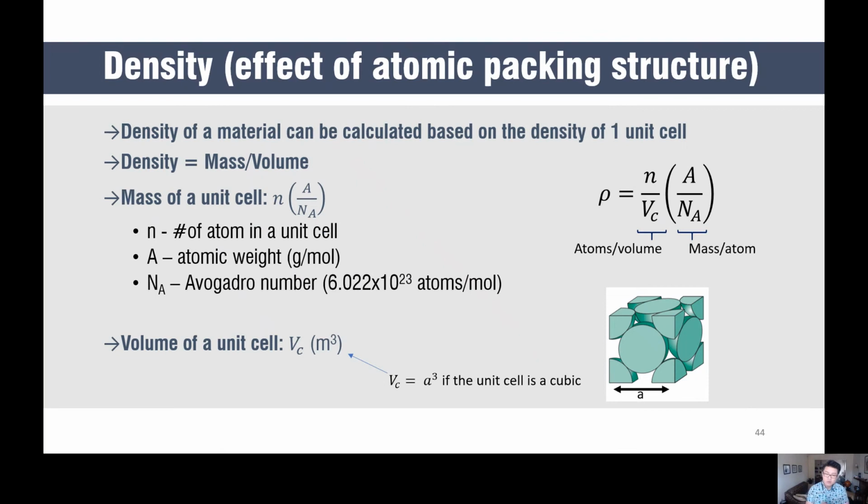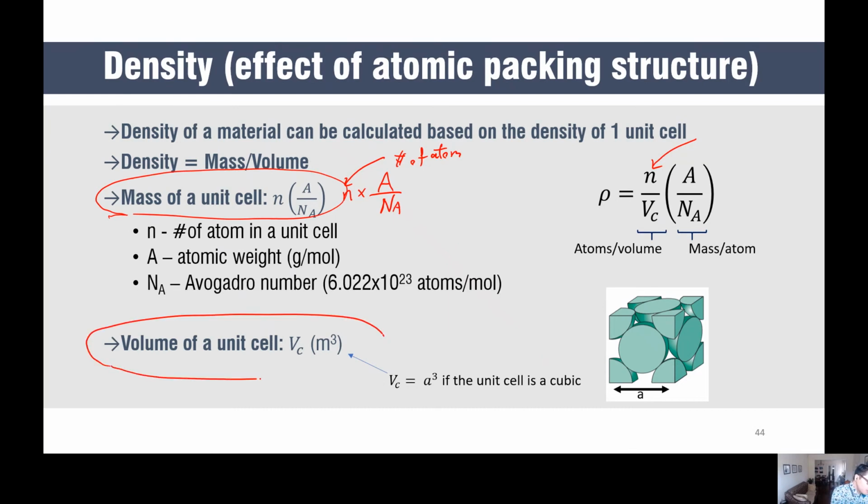So with the atomic packing factor, you can tell which crystals in general are thermodynamically more stable. But another thing you can use is to understand how to calculate the density of a given unit cell system. The density calculation is similar to what we have here. Density is basically mass over volume, and the mass of a unit cell is N times A over Avogadro number, where N is the number of atoms inside the unit cell. So that term is mass. And then density is mass over volume.